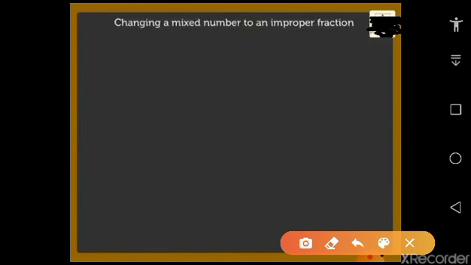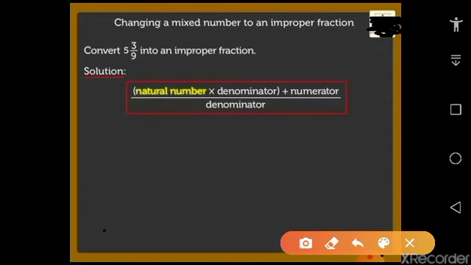Now, let us change a mixed number to an improper fraction. Convert 5 and 3/9 into an improper fraction. To do this, multiply the natural number by the denominator and then add the numerator to the product to get the new numerator. Write the denominator as it is.